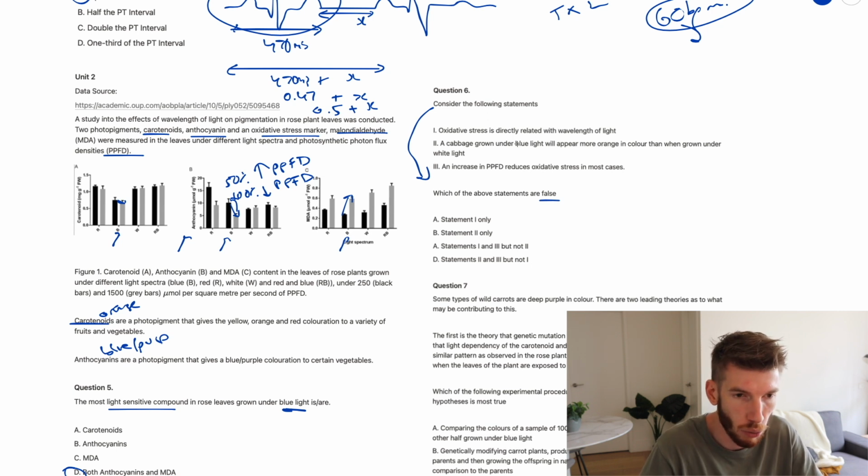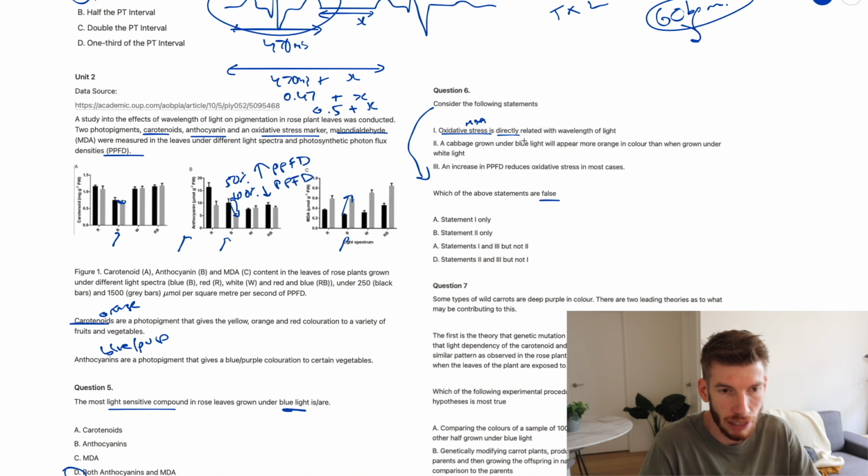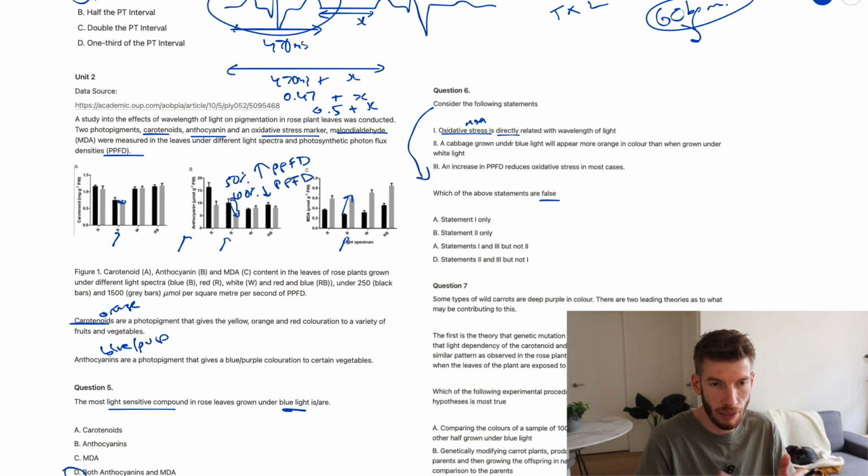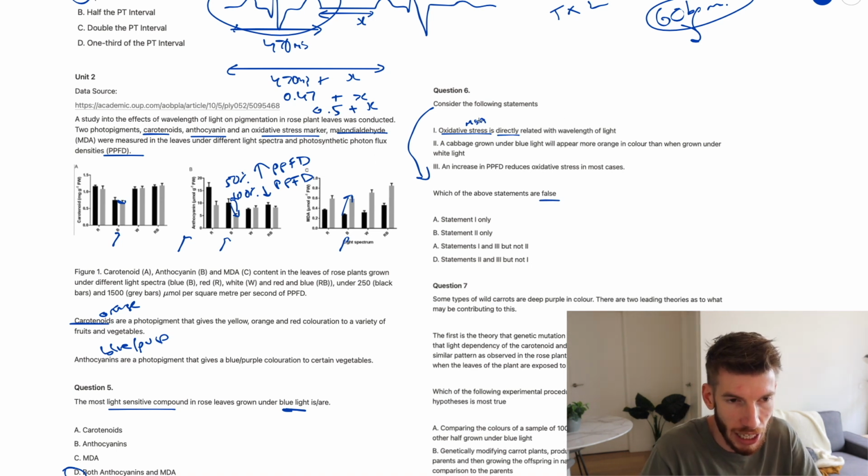So here it's using a bit of word association. We knew that oxidative stress was measured by MDA, so more MDA means more oxidative stress. And it says directly related, meaning that the two variables move in the same direction. And the variables are MDA content and wavelength of light. So I go to my MDA graph, which is over here.